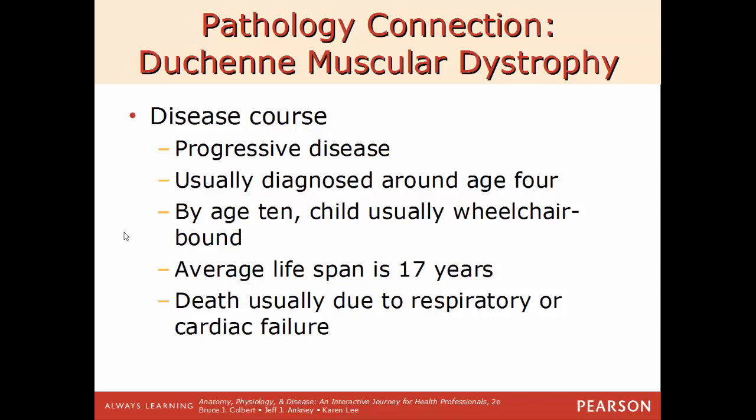By the time that child is age 10, they're almost always wheelchair bound. The average lifespan of someone with Duchenne MD is about 17 years. Of course, it is an approximation. Death is usually caused by respiratory failure or cardiac failure.